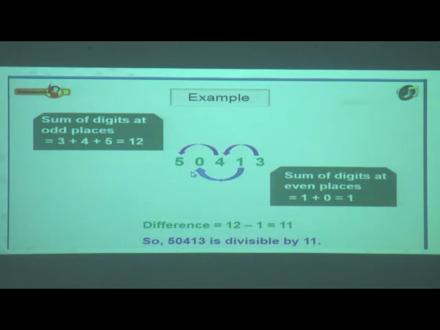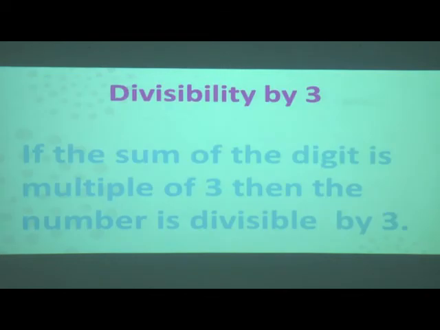And if the difference is like 9, 10 which are not divisible by 11, so the number will also not be divisible by 11. Okay, so let us see a few more rules of divisibility.